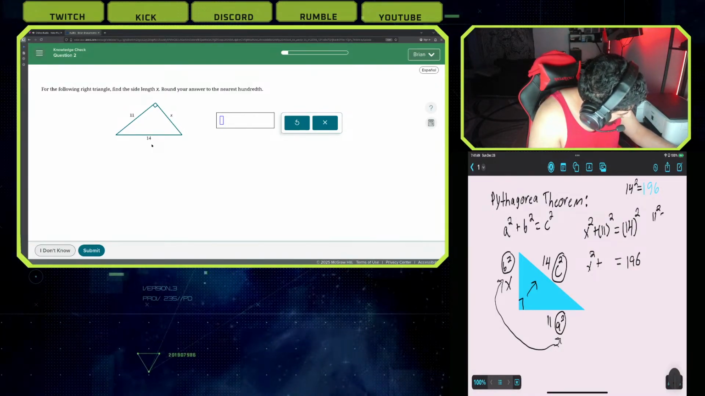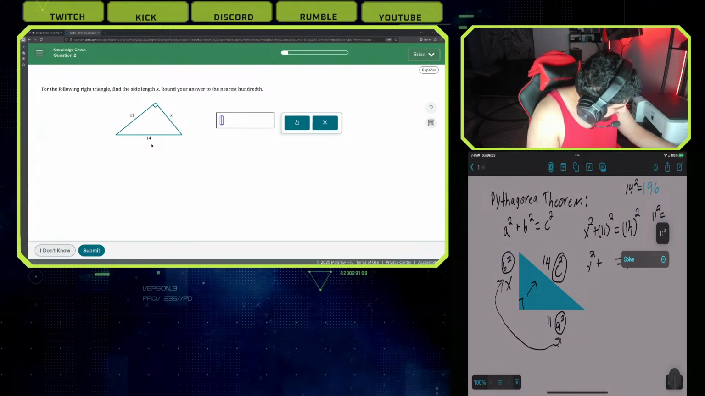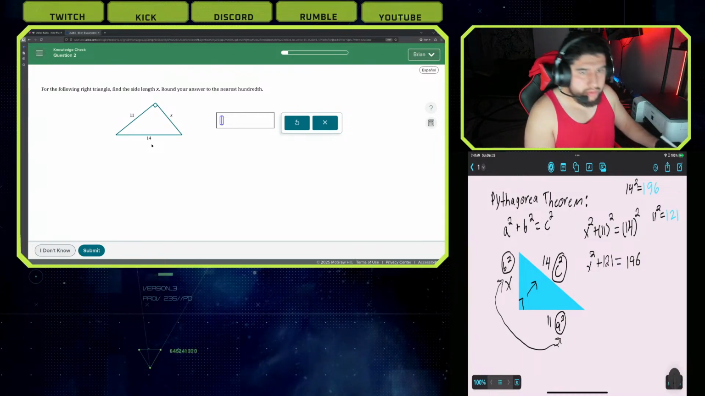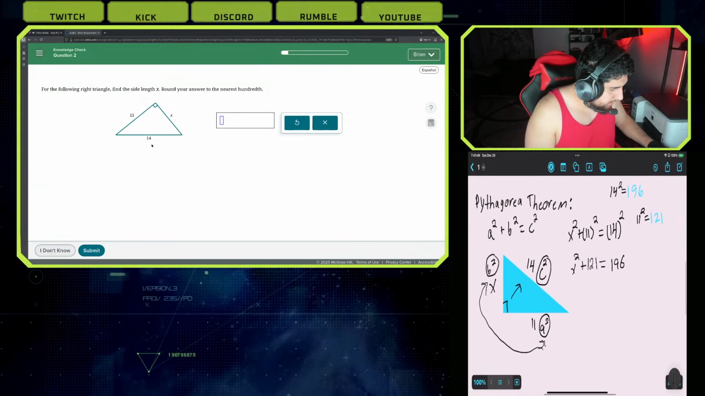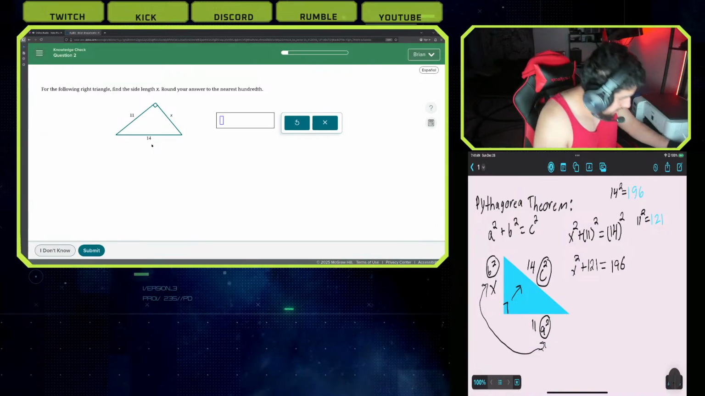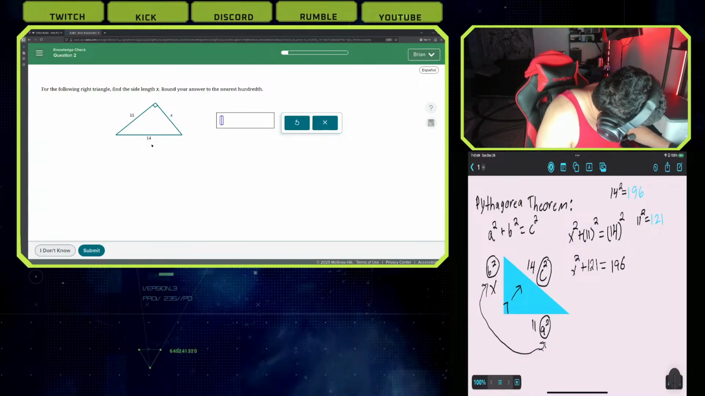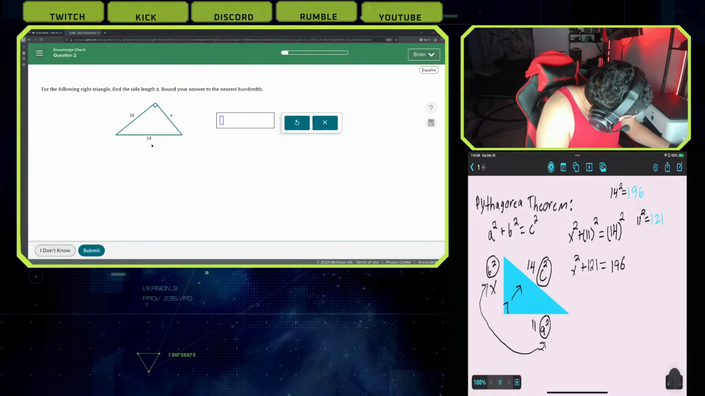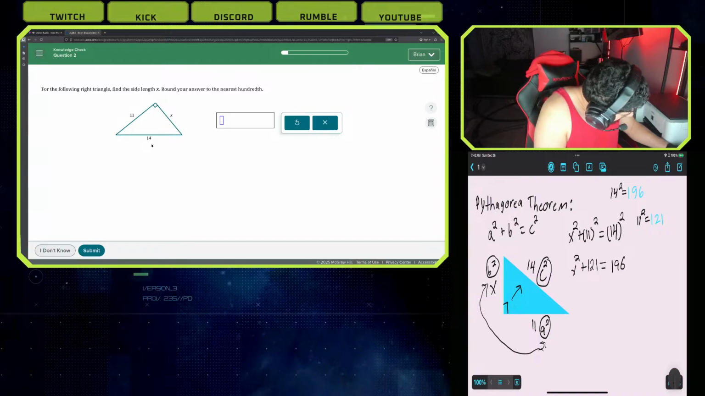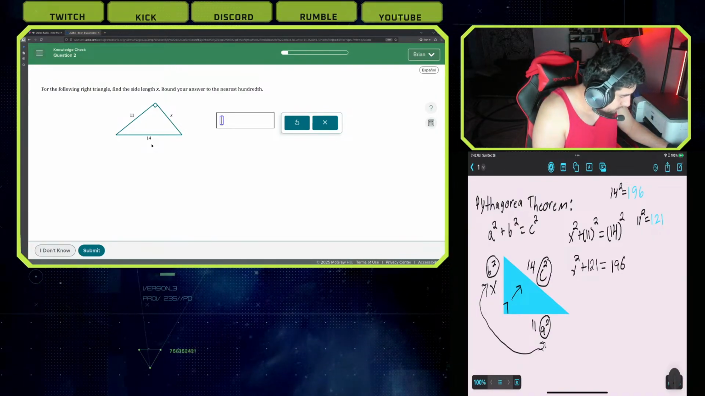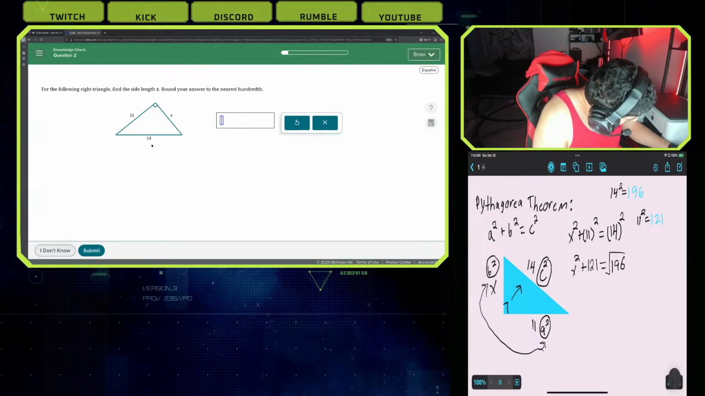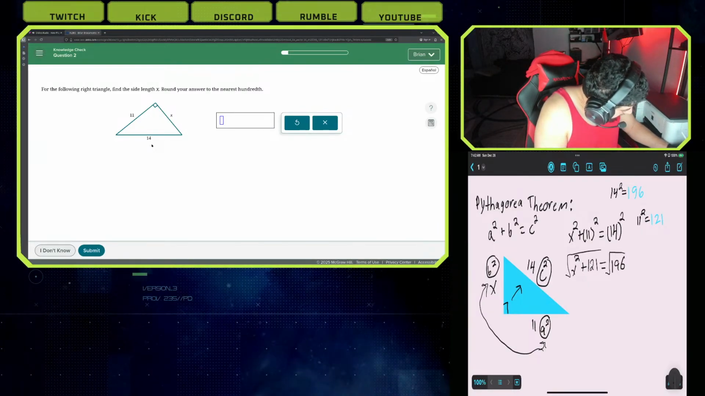11 squared equals, now this is technically cheating, but whatever, 121, because you're going to be able to use a calculator for simple stuff like that, unless they give you plenty of time to actually do the math. Alright, so now, a squared plus b squared equals c squared, right? Now we're gonna need a square root of this.